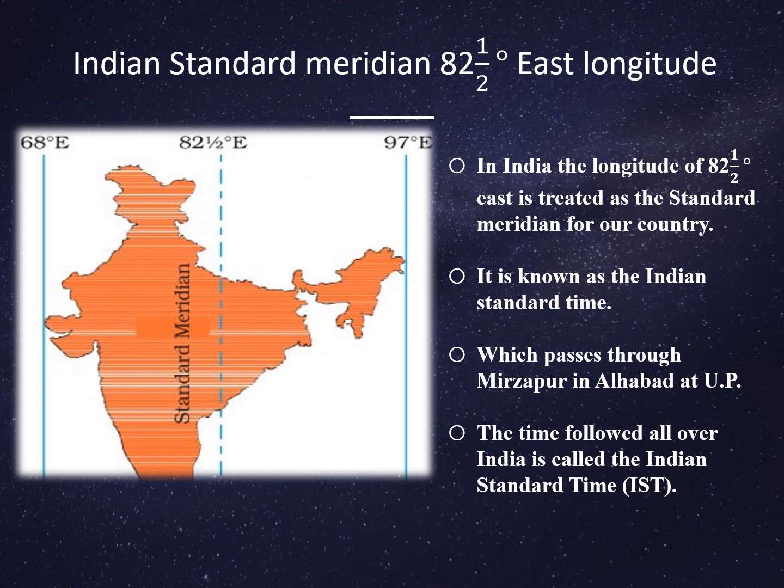Longitudinal extent: you can see India is located from 68 east meridian to 97 degree east meridian, whereas the meridian that passes through the center of India is taken as the Indian standard meridian. 82.5 degree east longitude passes through Mirzapur near Allahabad. This meridian is taken as the Indian standard meridian.